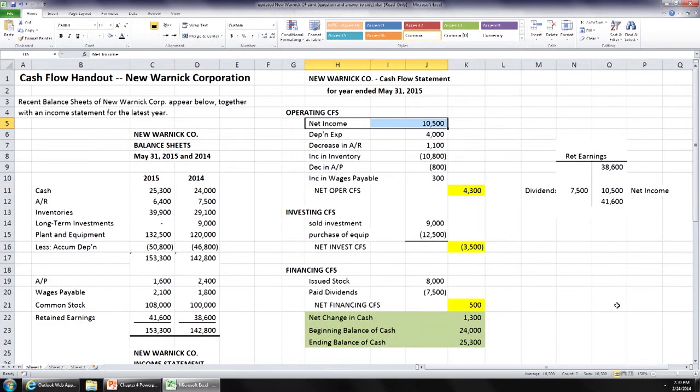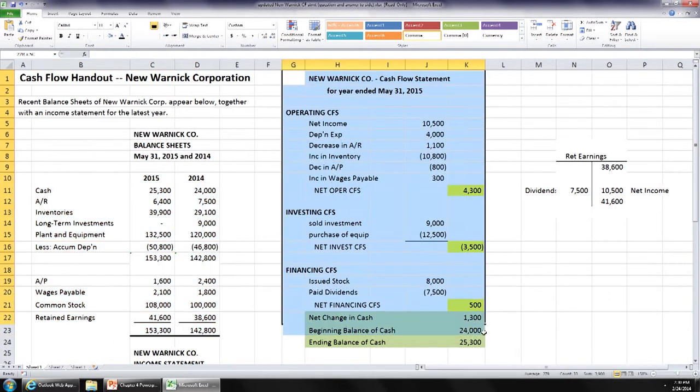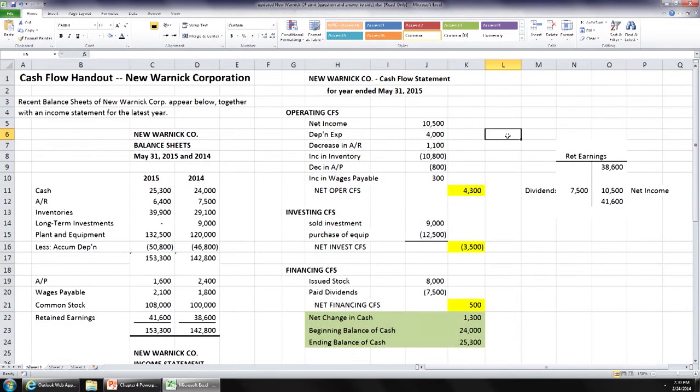You with me? So in short, let me ask you a question. Is every change in every balance sheet account somehow represented on this cash flow statement? Yes. The answer is yes. And you say, well, why do we care about that? Well, let me tell you why we care about it.